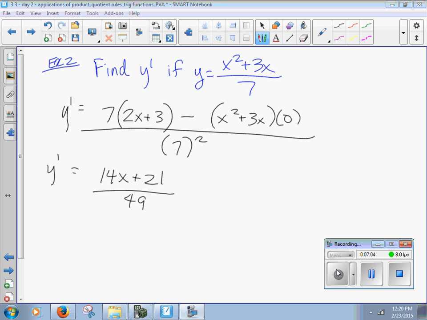Minus low d high, high. X squared plus 3x. What is the derivative of the low? How many have you got? 0 for the derivative of the low. You better have 7 squared.